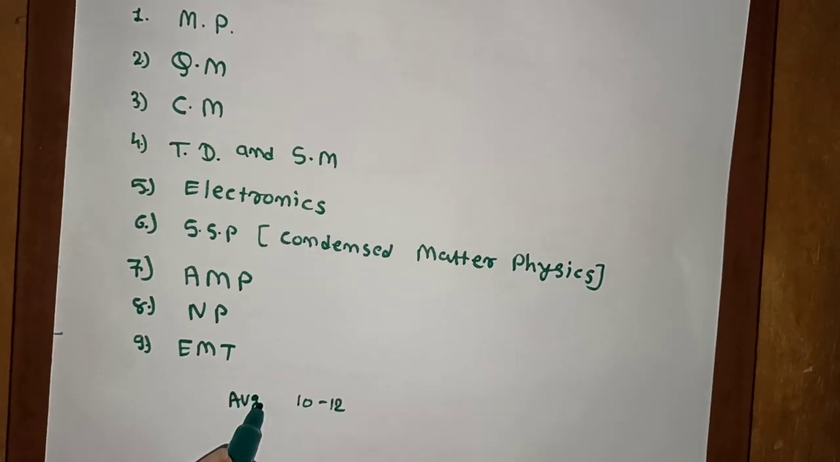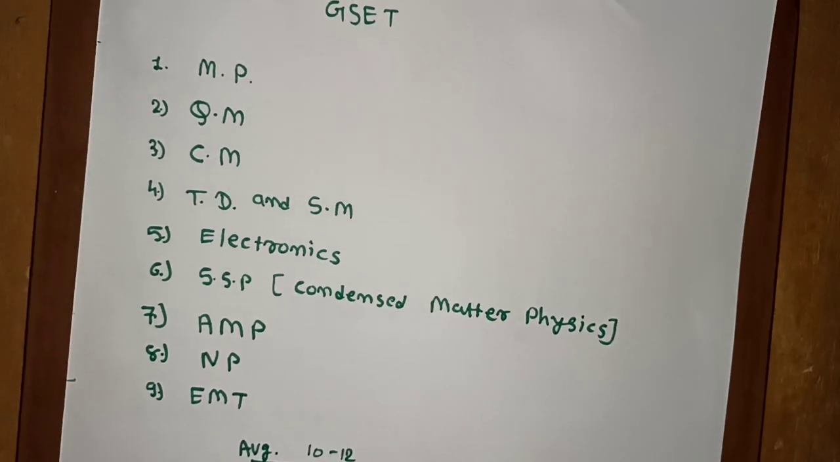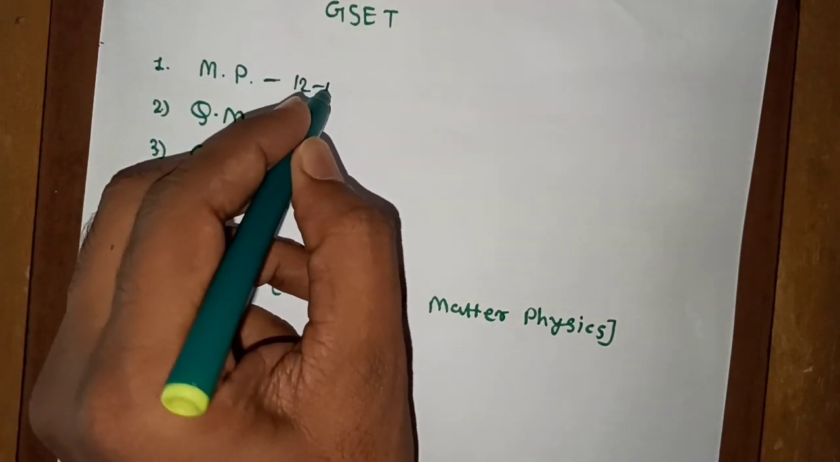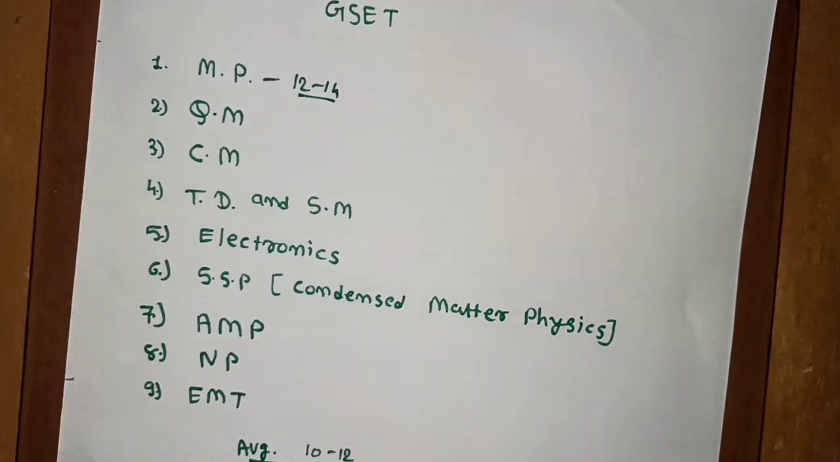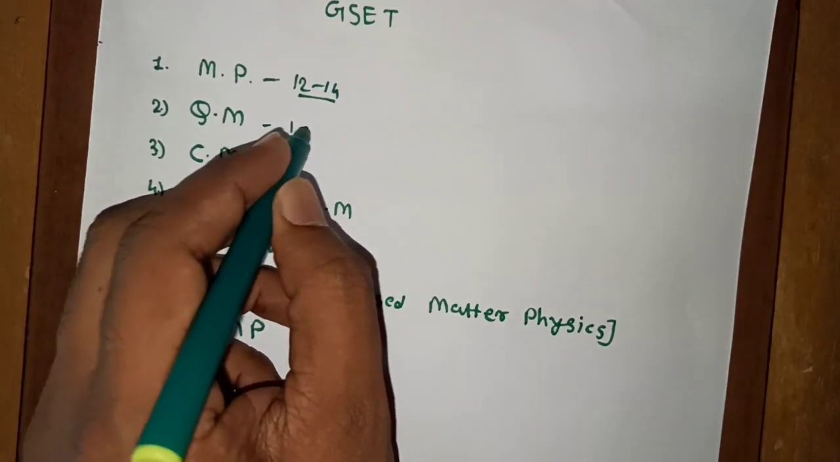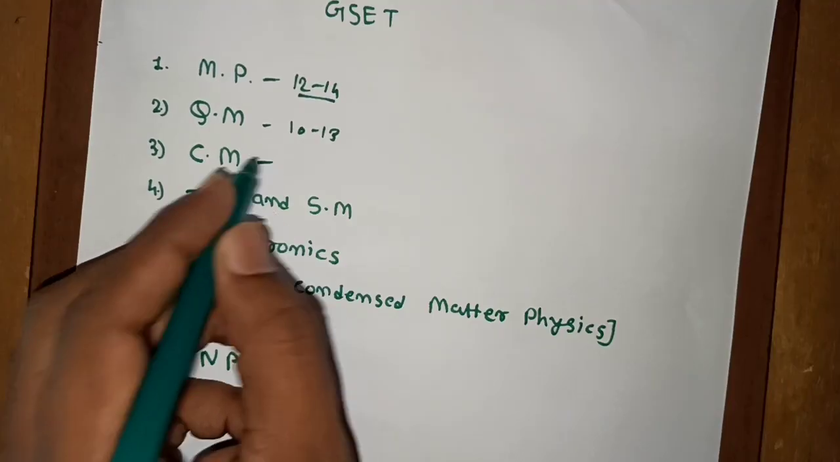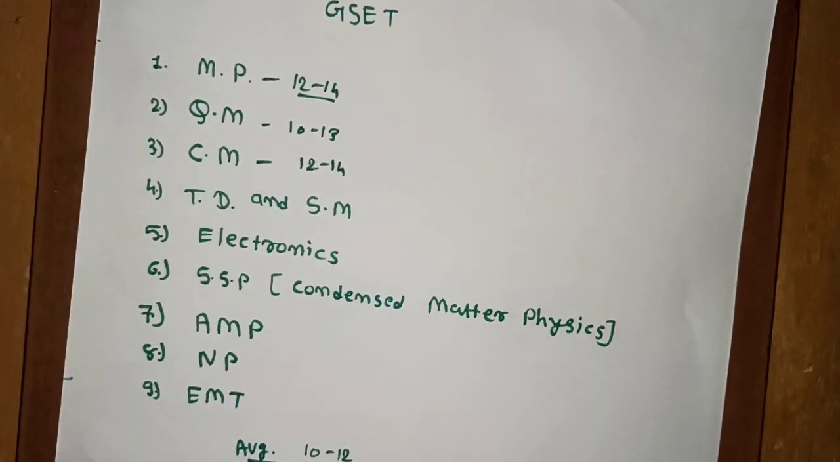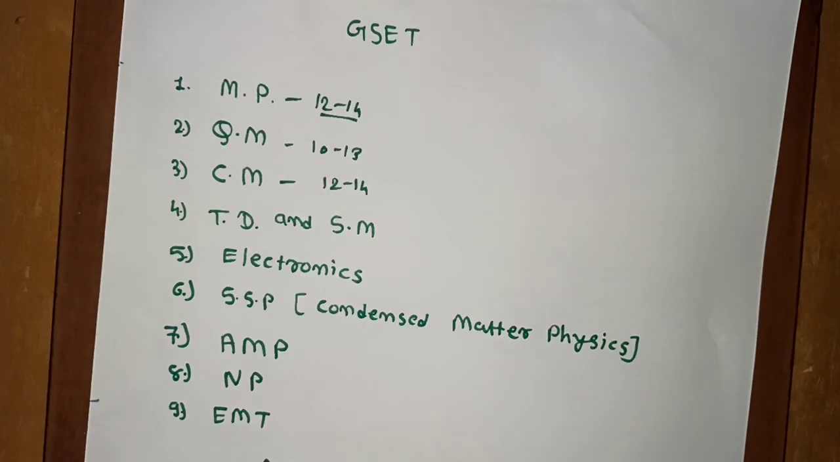Average 10 to 12 questions will be asked from each subject. Like if we are talking about mathematical physics, 12 to 14 questions will be there. Then in quantum mechanics, also about 10 to 13 questions. In classical mechanics, 12 to 14 questions. And in all other subjects, around an average of 10 to 12 questions will be there.